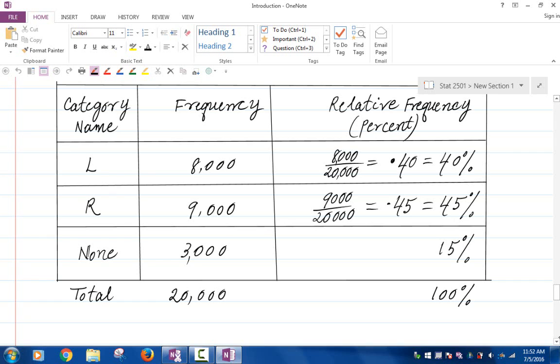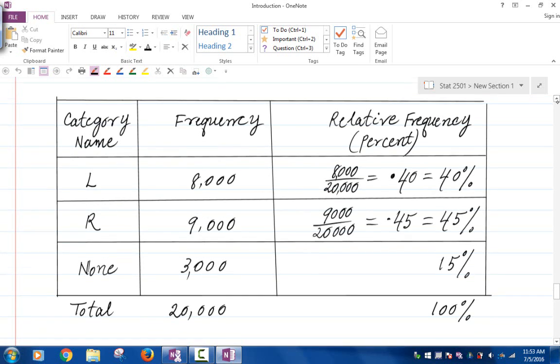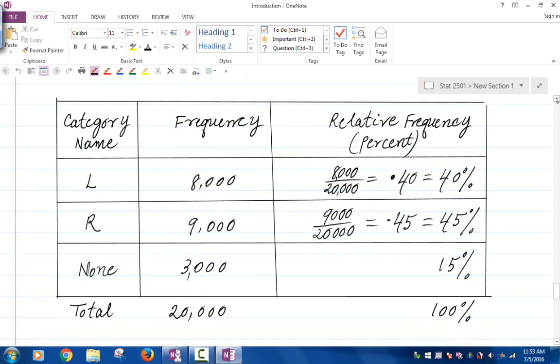So now, instead of giving you the raw data, which is a bunch of L, R, and none, if I give you this table, doesn't that tell you a lot more about our study? So this is one way. In this table, we have organized the data, and we actually summarized the data. It gives you a quick understanding of what happened. Any questions on this?